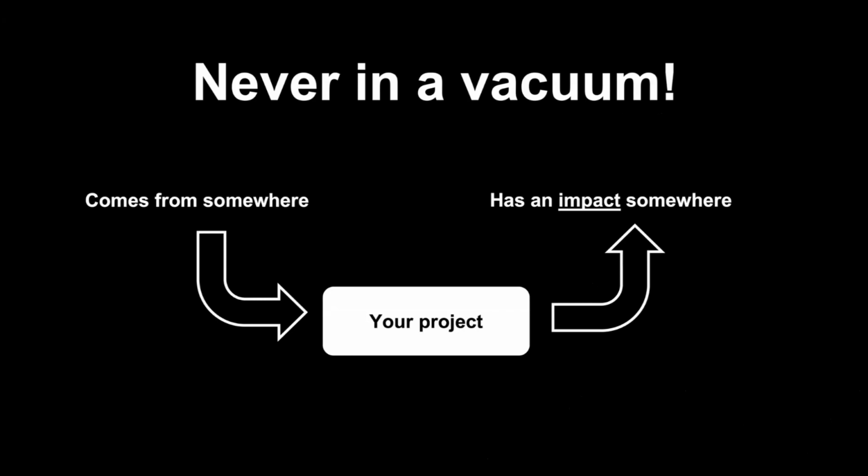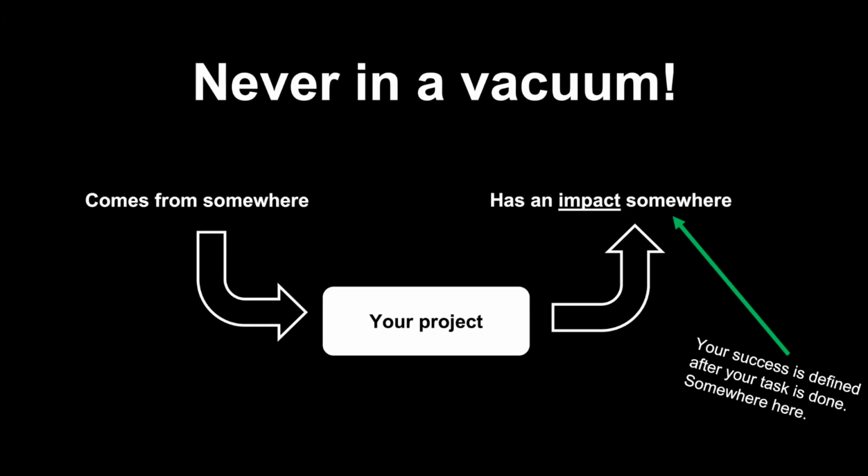And by temporal, I mean things come from somewhere. Things have happened before your project. And then after your project is done, it has an impact somewhere, which is outside your project. It is after your project. So again, your success is defined after your task is done, somewhere there. It's this thinking that, hey, this is my area of responsibility. But if I want to do my job really well, I understand that something has happened before. And if I'm successful, the success will actually happen after I'm done.